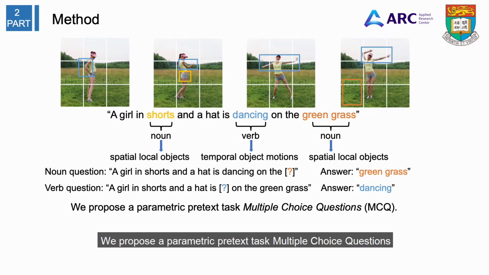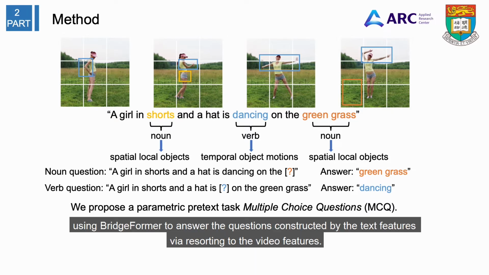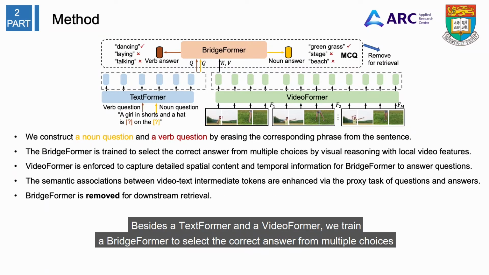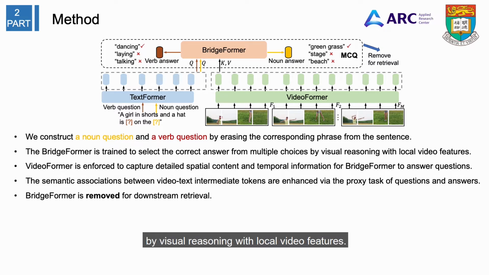We propose a proxy pretext task, multiple choice questions, using bridge format to answer the questions constructed by the text format while referring to the video features. Besides a text format and a video format, we train a bridge format to select the correct answer from multiple choices by visual reasoning with local video features.